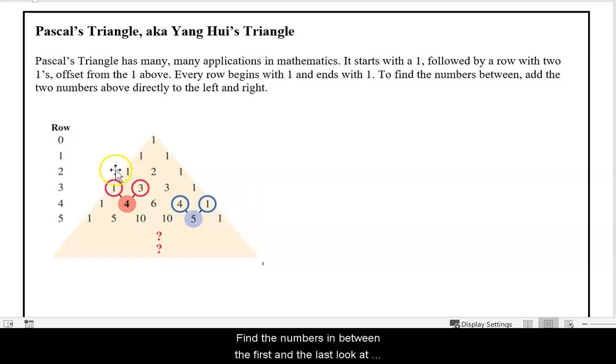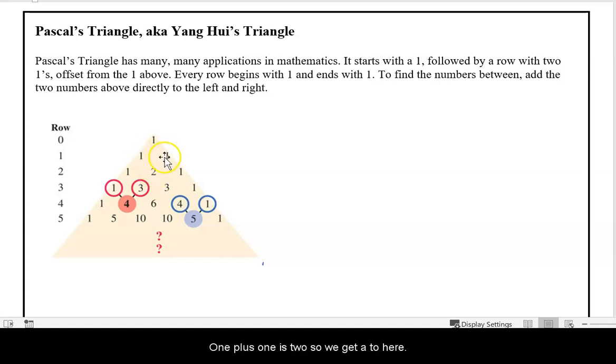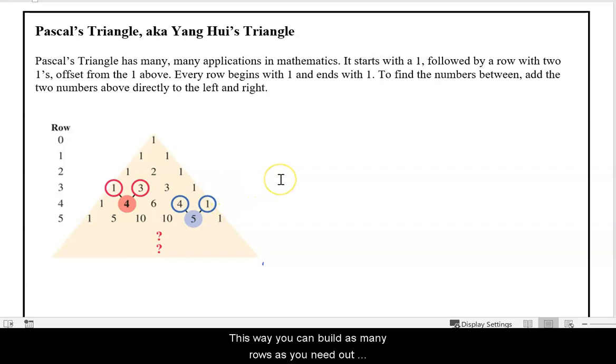To find the numbers in between the first and the last, look at the row above it, add the 2 numbers on either side of that open space, and put them here. 1 plus 1 is 2, so we get a 2 here. Here you'll see a 1 plus 3 gives me 4, 3 plus 3 gives me 6, 3 plus 1 gives me 4, and I end that row with a 1. In this way, you can build as many rows as you need out of Pascal's triangle.